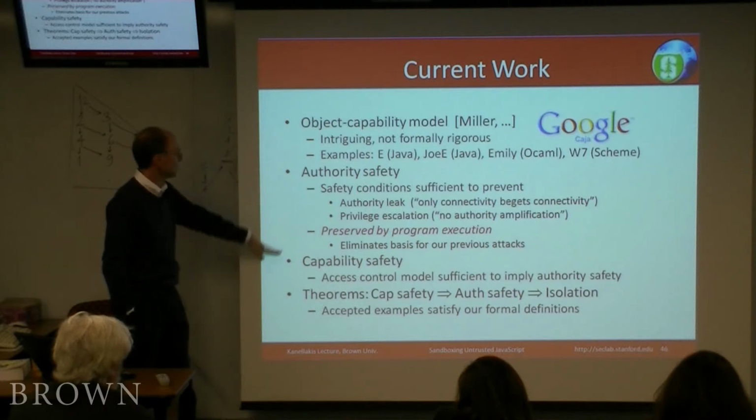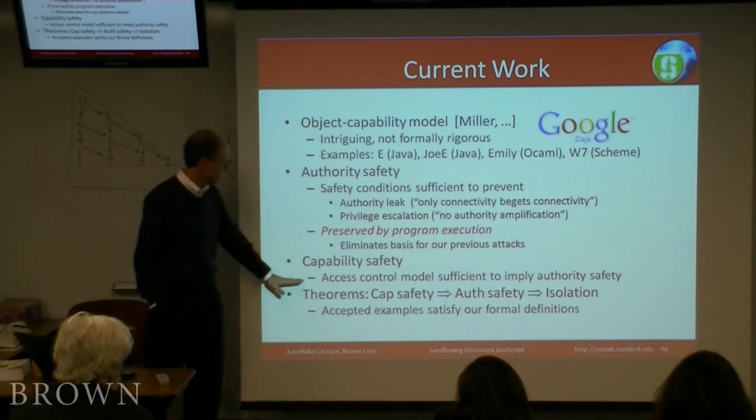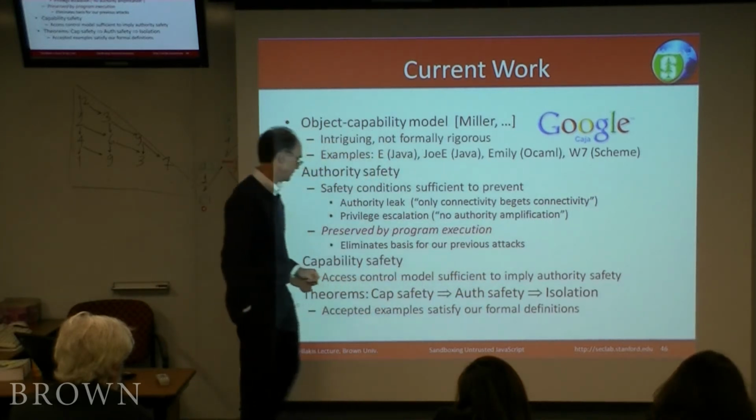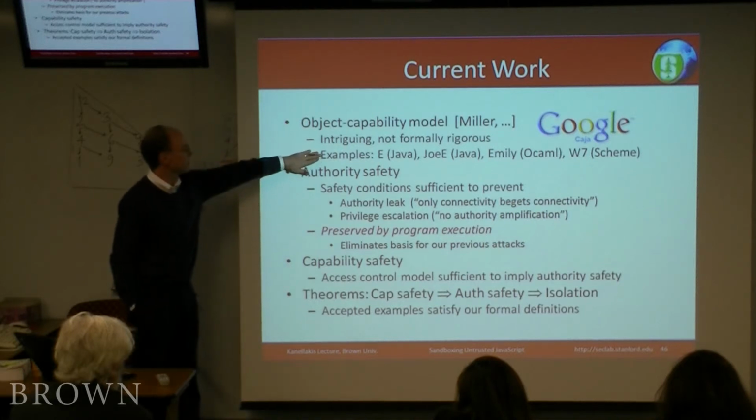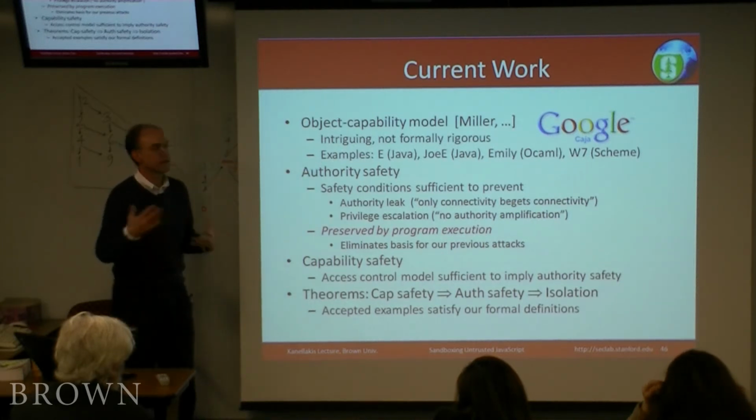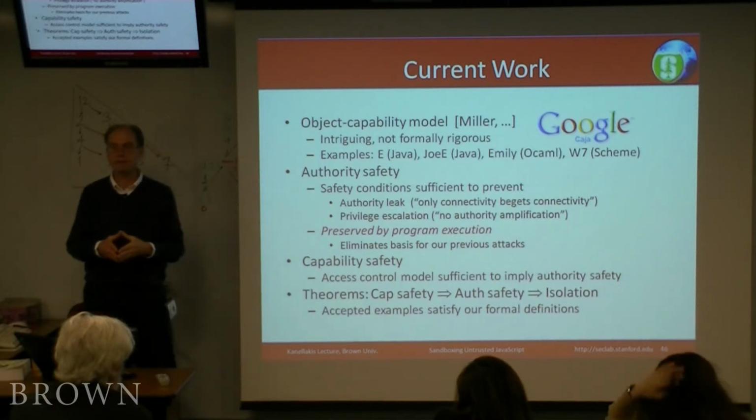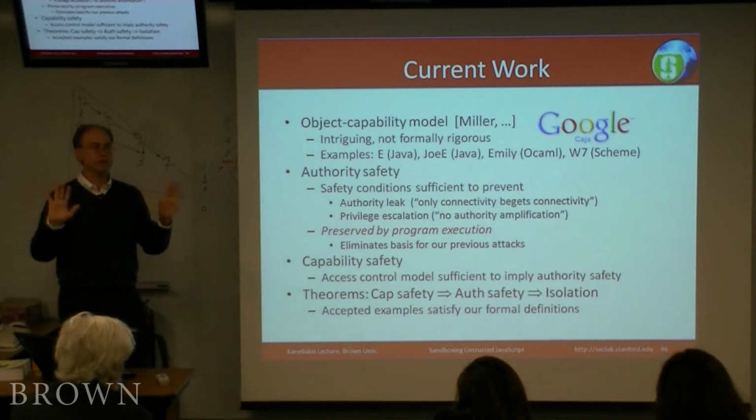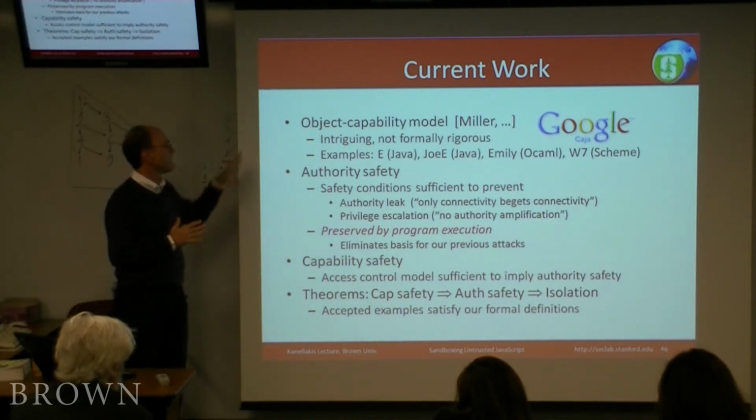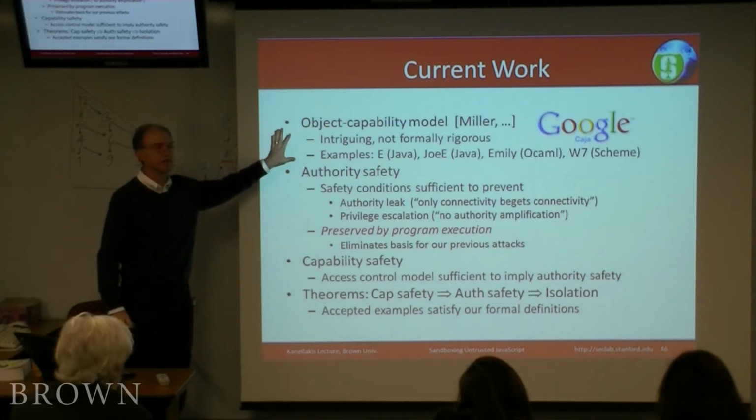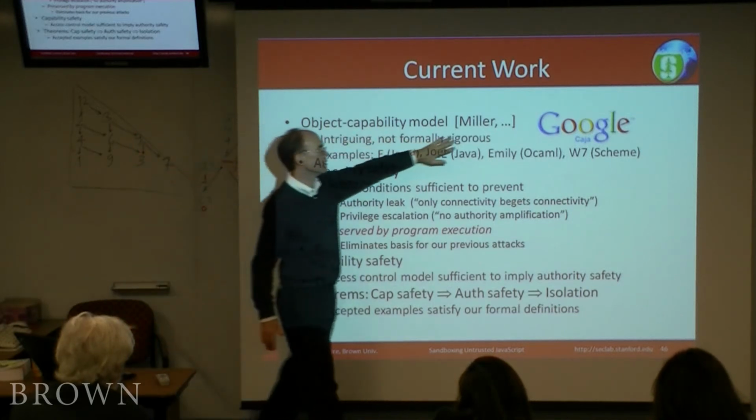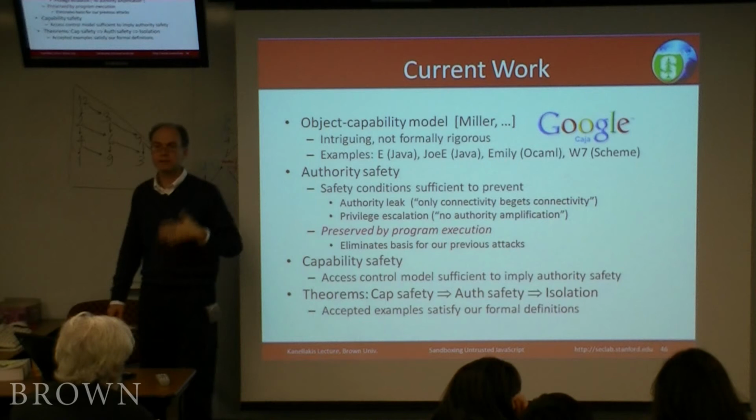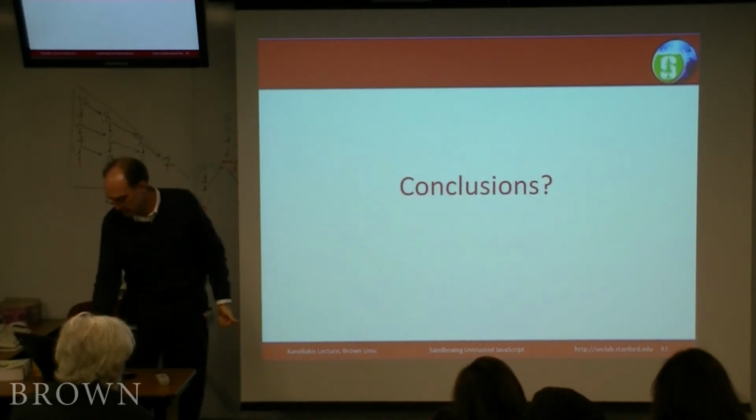And then we have some recent work where we show that capability safety implies authority safety implies isolation, and languages like these satisfy our conditions. So it seems to be a theoretical framework we're developing that's adequate to talk about this isolation of mutually untrusting applications. The next phase of this work will be to look at more of the details of the Google Caja system, which is relatively complex, and see if we can carry out our analytical process there.